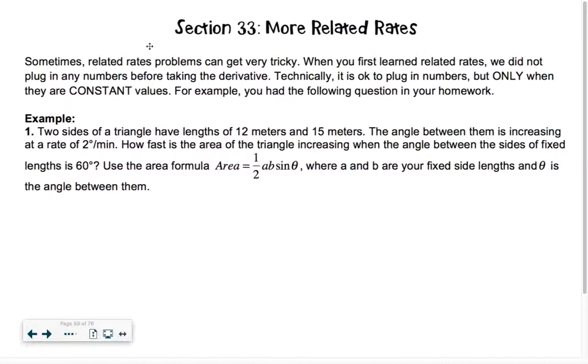So on a scale of 1 to 10, where are you with related rates? Are you like at a 7? Like, yeah, this is okay? Or a 10, like, these are easy? 5. Okay, so you're at a 5. So at the end of today, hopefully you'll be at a 7 or 8 or 9.